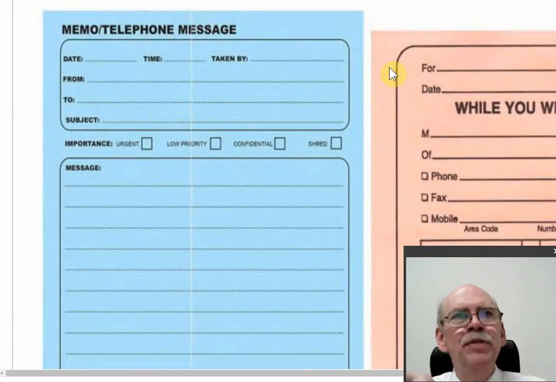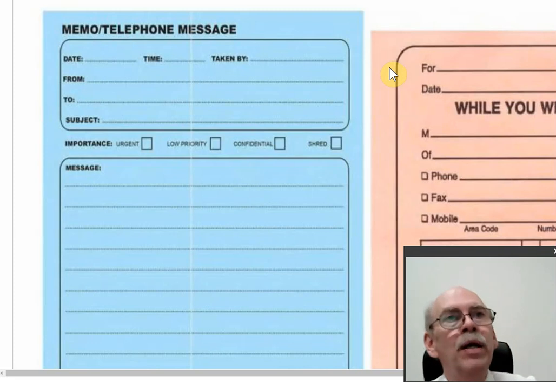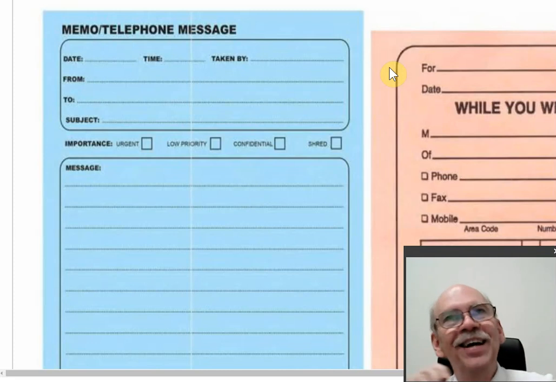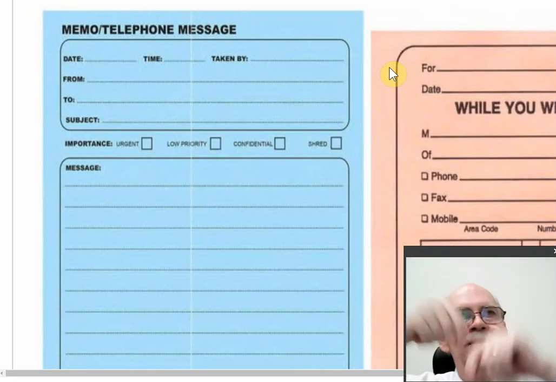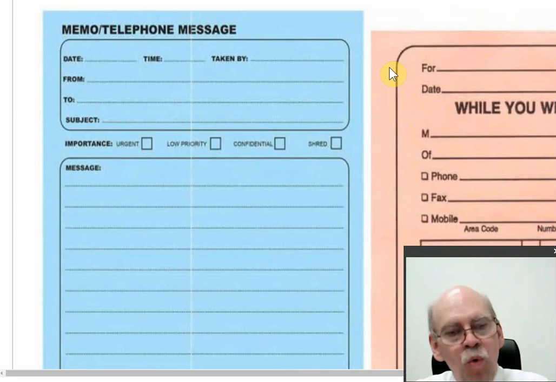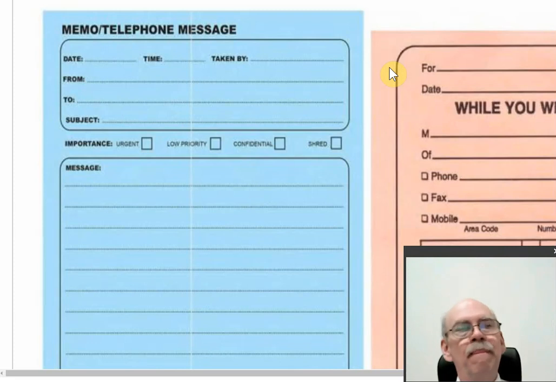Priority means firstness. So low priority means take care of it later. It's kind of the opposite of urgent. Confidential means something like secret, right? Don't tell everybody. And the fourth box says shred. Shred. That's not Shrek, the movie. Shred is when you tear something into tiny little pieces, like long, little, tiny, thin pieces of paper, so that no one can read it.